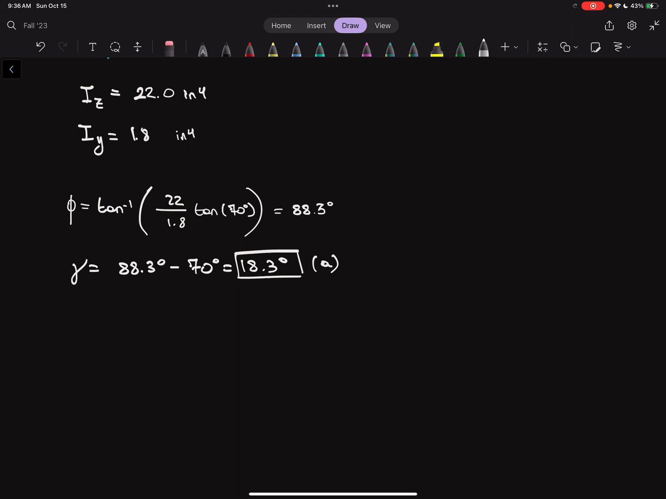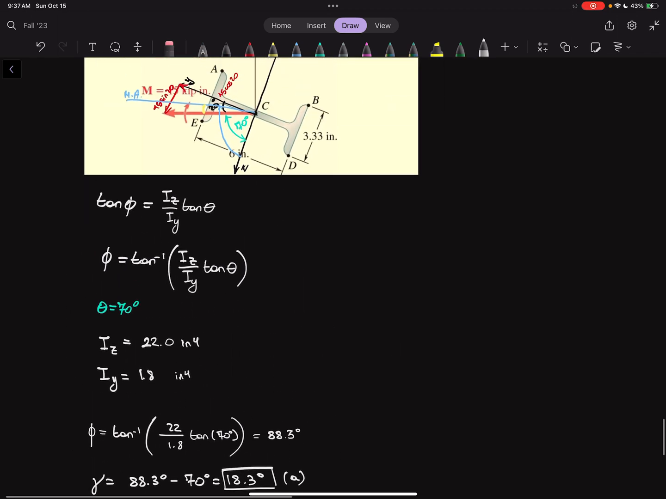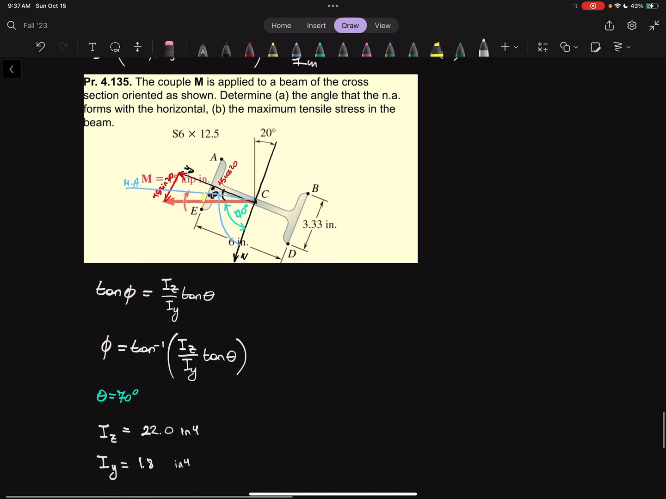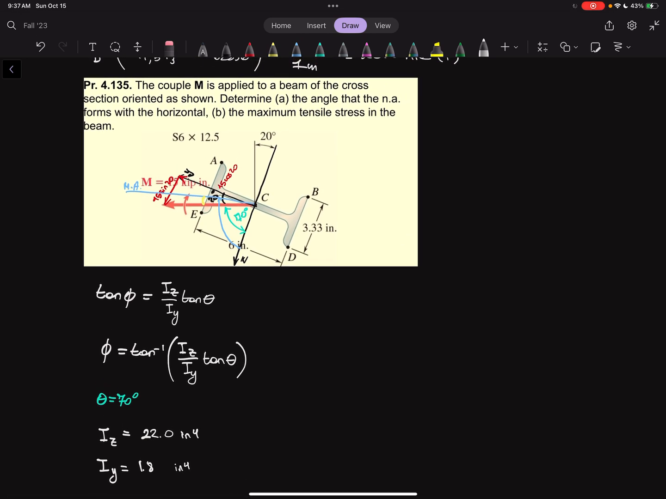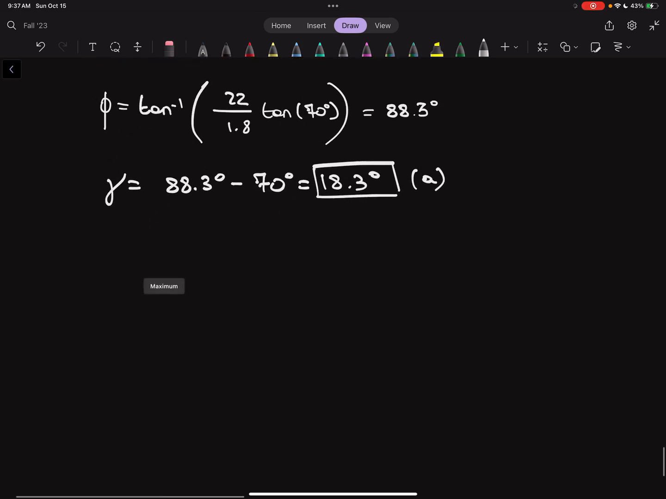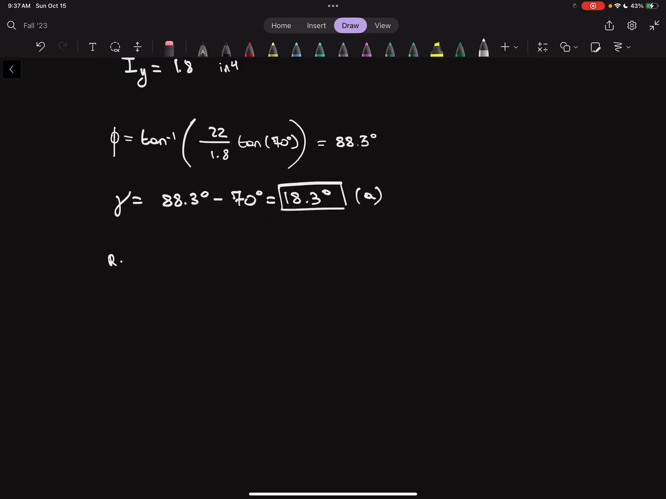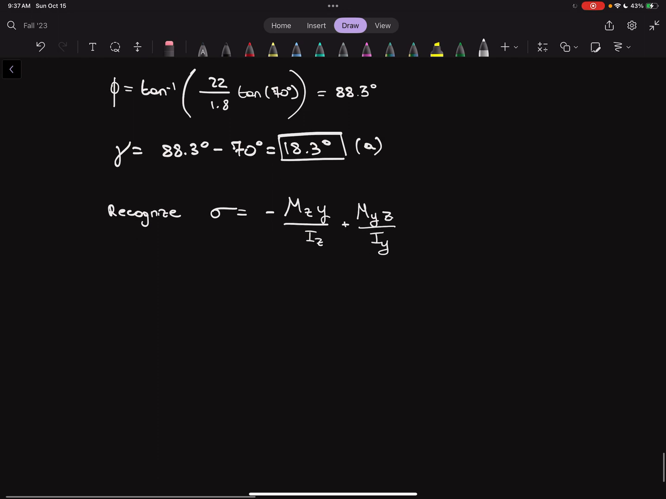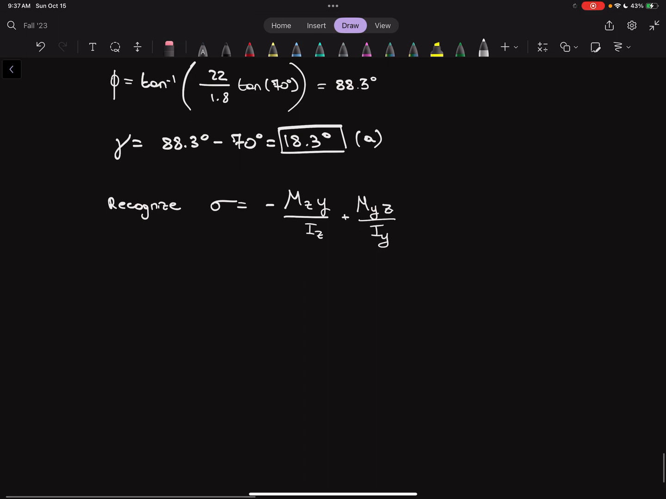And now we want to do part B. To do part B, we want to find the maximum tensile stress. So let's do our usual procedure. Let's recognize that the stress is going to be composed of Mz y over Iz and My z over Iy. So what do we need? Well, we already have Iz and Iy. Mz and My we have to figure out.